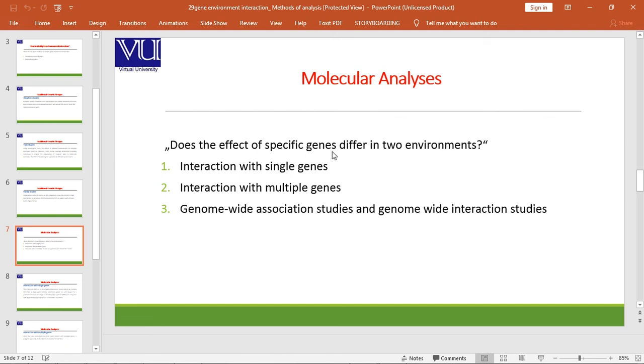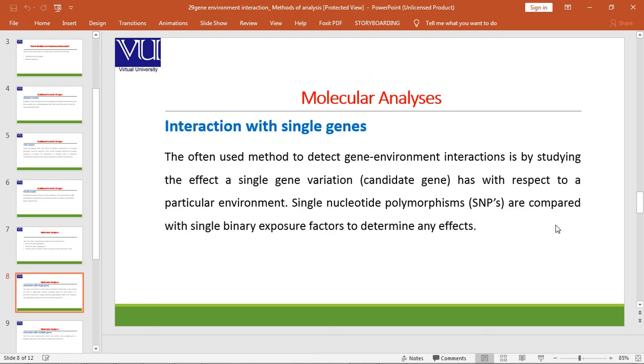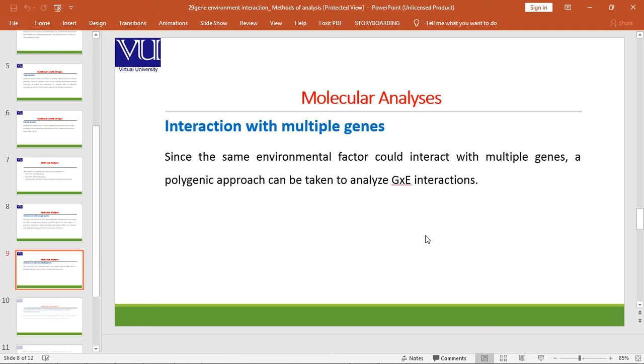Molecular analysis. Does the effect of specific genes differ in two environments? Interaction with single genes, interaction with multiple genes, genome-wide association studies and genome-wide interaction studies. Molecular analysis, interaction with single genes: the often used method to detect gene-environment interactions is by studying the effect of single gene variation, a candidate gene, with respect to a particular environment. Single nucleotide polymorphisms are compared with single binary exposure factors to determine any effects.